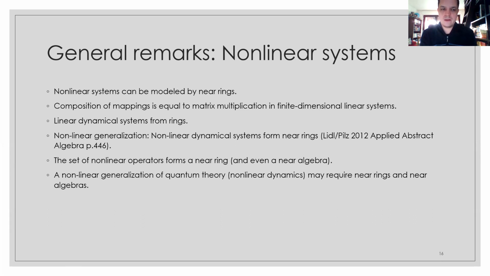So if you're interested in a nonlinear generalization of quantum theory with nonlinear dynamics, you may need to work with near-rings and near algebras. And there are some ideas in this direction which are called spontaneous localization theories, where they modify the dynamics of quantum mechanics by adding a nonlinear term to the Schrödinger equation. And in this case, you would probably have to deal with nonlinear dynamical systems and might need to work with near-rings. And even though there are some people trying to generalize quantum theory by making it nonlinear, they never mention that they are working with the near-ring. And the near-ring community, apart from Andre, so far does not look into quantum theory. So there seems to be quite a divide.